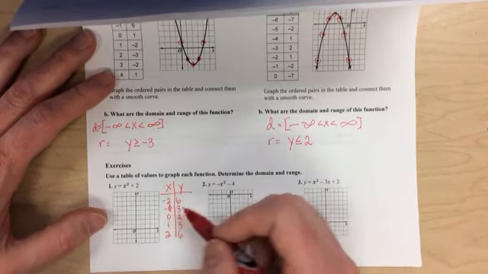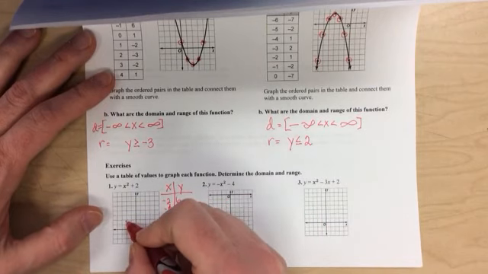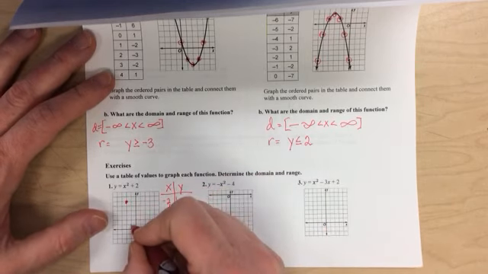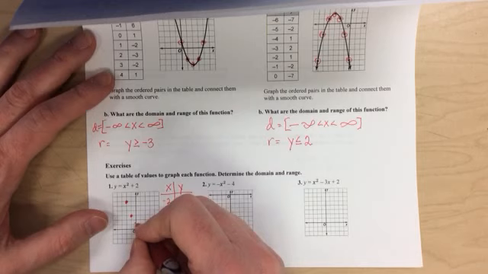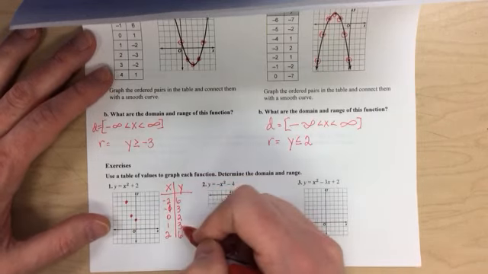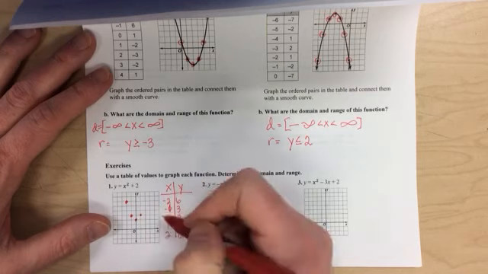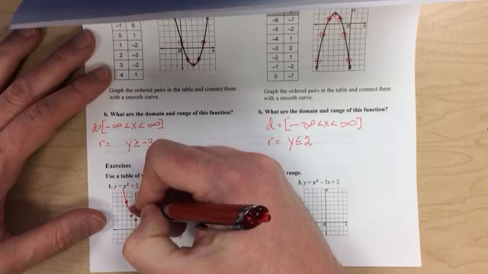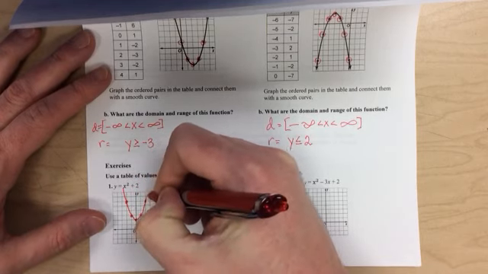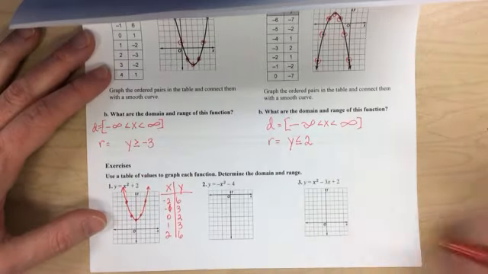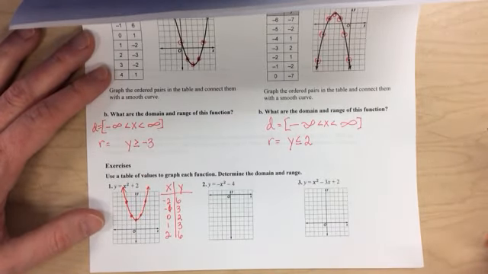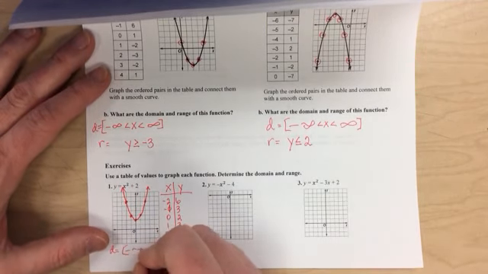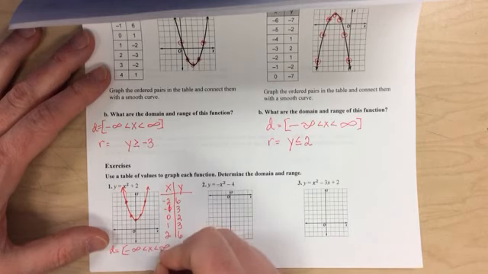Okay, so we'll graph these points. -2, 6, 1, 2, 3, 4, 5, 6. -1, 3. 0, 2. 1, 3. And 2, 6. And so I would draw my smooth curve, making sure to get all the points, and we put arrows because it goes on forever. Okay. Now, the domain, you guessed it, -infinity is less than x is less than infinity.